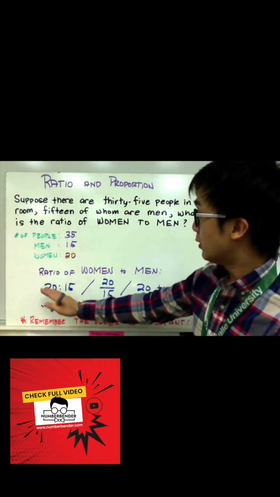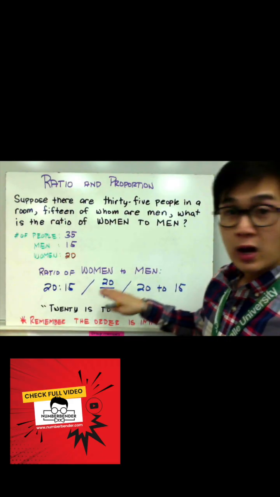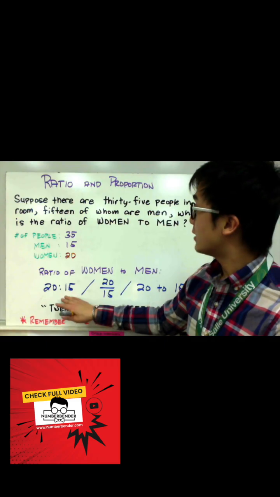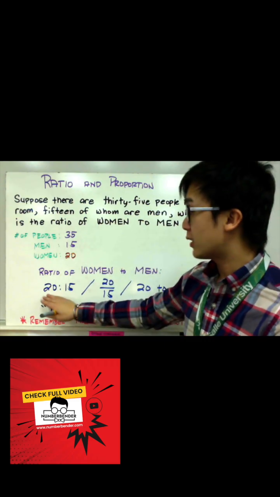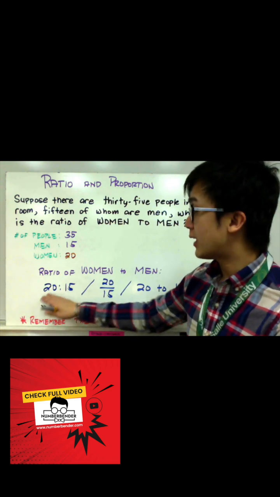For this example, we are being asked to find the ratio of women to men. That's why I wrote 20 is to 15. Now, if the question is to write the ratio of men to women, it's no longer going to be 20 is to 15. You need to switch it into 15 is to 20.